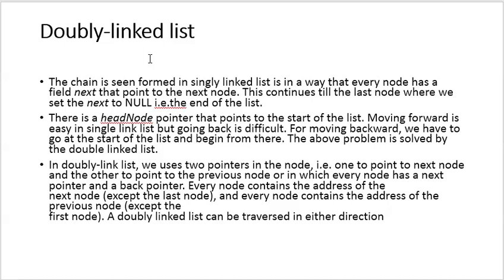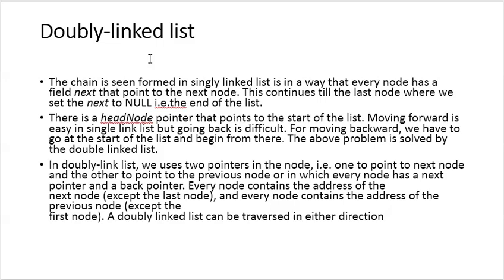Moving forward is easy in a singly linked list, but going back is difficult, because if we have a node 2, it has no idea of what is at node 1. For moving backward, we have to go to the start of the list and begin from there.